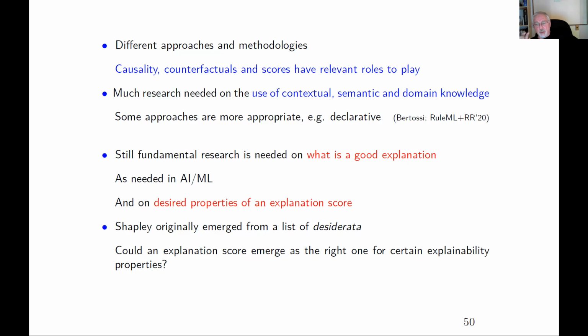People have identified as a very crucial problem at this moment to define and characterize what is a good explanation as needed for AI and machine learning, not necessarily in general. And what should be the desired properties of an explanation score? These are important questions per se, but also if you consider what happened, for example, with Shapley. Shapley originally emerged from a list of desiderata properties that the gain function was supposed to have, and then it emerged as the only function that satisfied those properties. So the natural question is, could an explanation score emerge as the right one for certain explainability properties? That is a question that I think would be very interesting to answer and properly characterize and formalize.